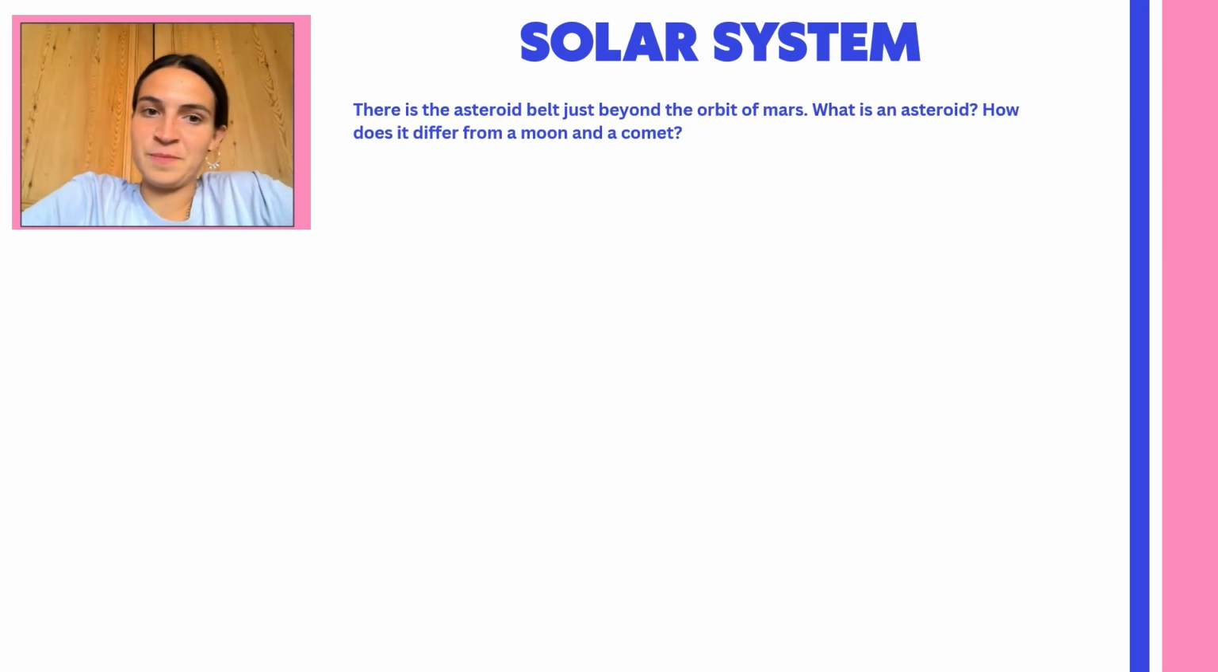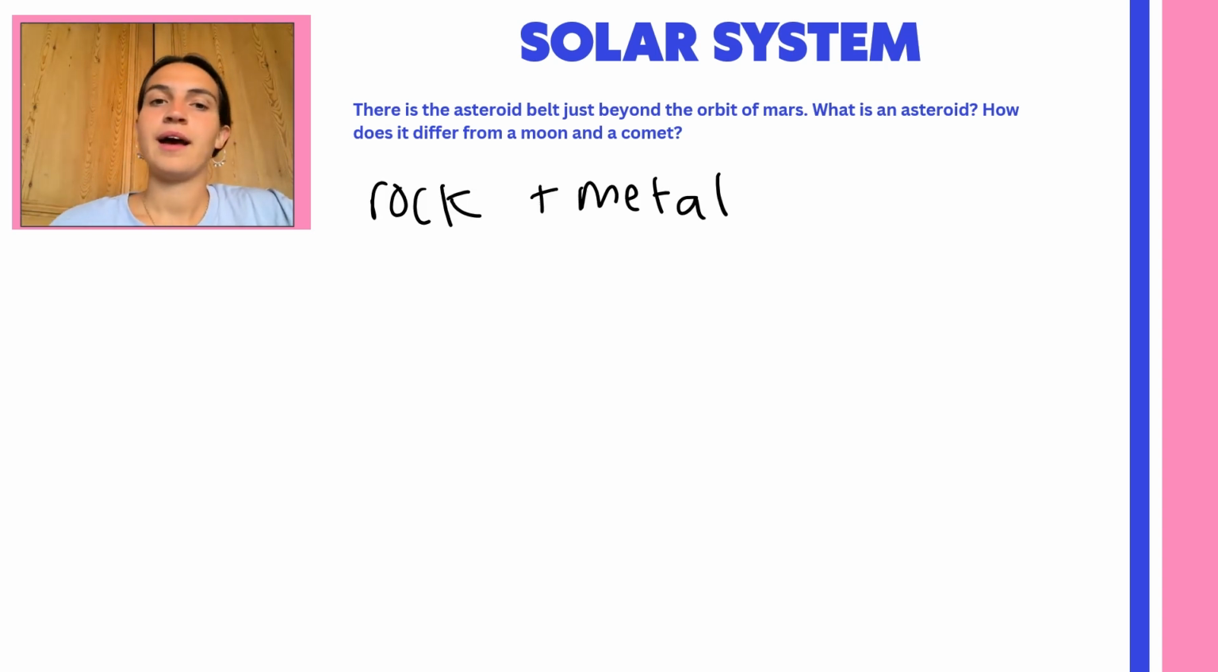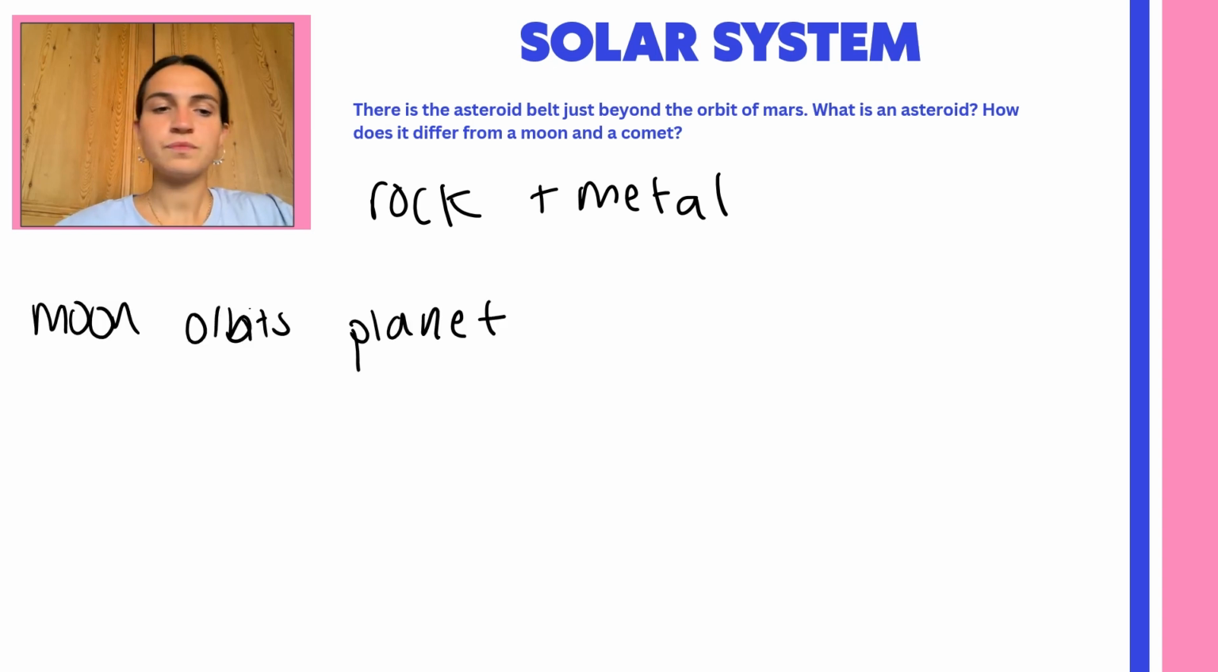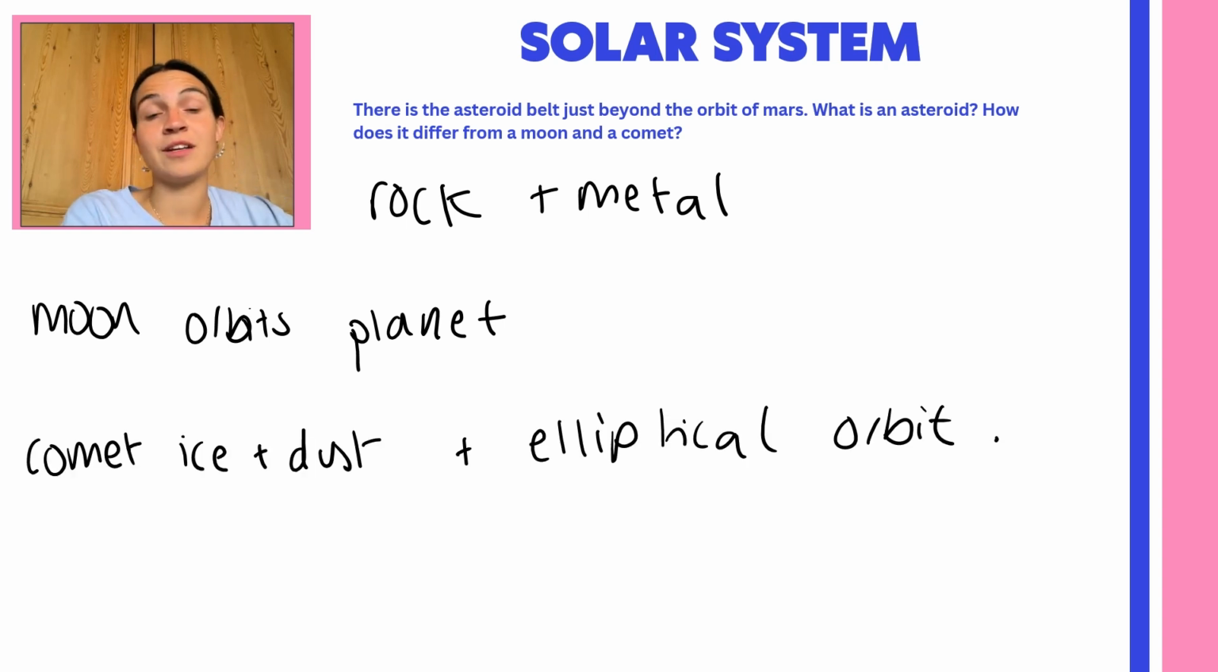Okay, there is an asteroid belt just beyond the orbit of Mars. What's an asteroid and how does it differ from a moon and a comet? So, an asteroid is a lump of rock and metal. Moons orbit planets and asteroids in the asteroid belt don't. They will orbit the sun, and a comet is made of ice and dust and always has a highly elliptical orbit that it moves around in.